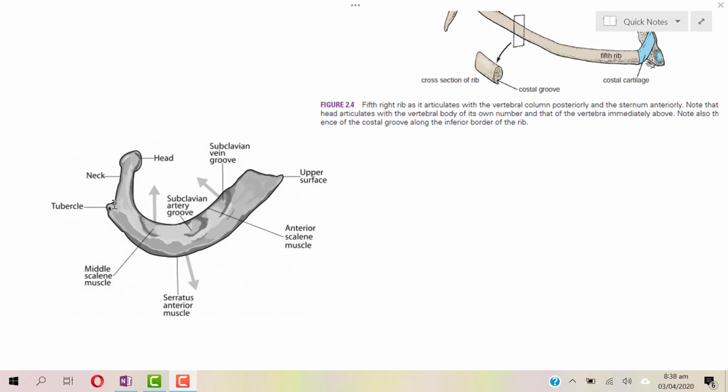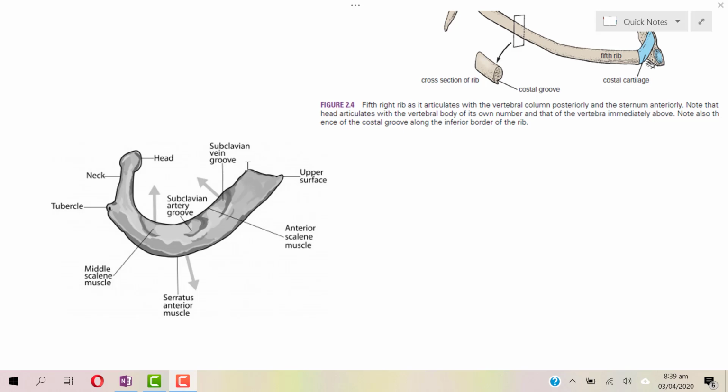I have told you there is a tubercle on the outer border, behind the head. This tubercle is very clear and very prominent in the first rib. This tubercle will articulate with the transverse process. Do you remember? I have told you tubercle comes from T, and transverse process of the vertebra also comes from T. So they will articulate with one another. Tubercle of first rib will articulate with the transverse process of first thoracic vertebra.